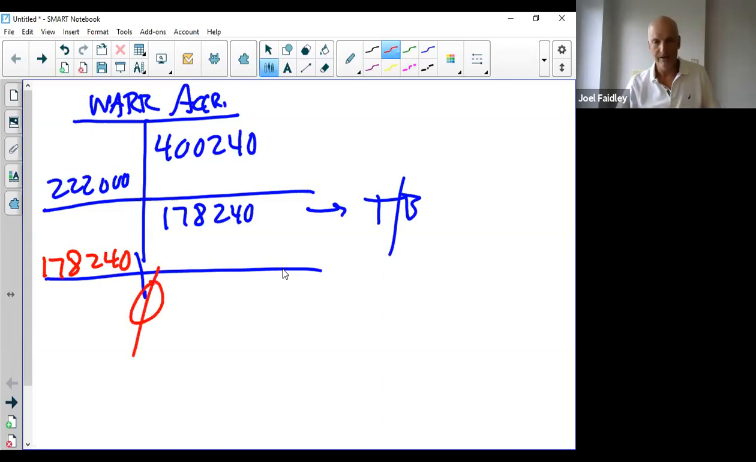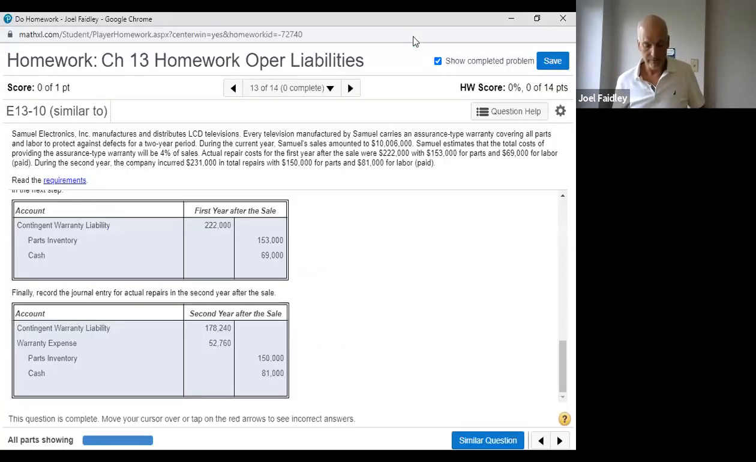You can't have a debit balance in your warranty. So $178,240 has to come out of the warranty accrual because the 2 years is up. The warranty is over after 2 years. Anything beyond that is just going to be expense. Again, let's go back to the exercise. And there's the $178,240. The additional amount just gets expensed in that current year because you made a good faith effort. That's what estimates are. These are estimates. Good faith estimates, it's not an error.